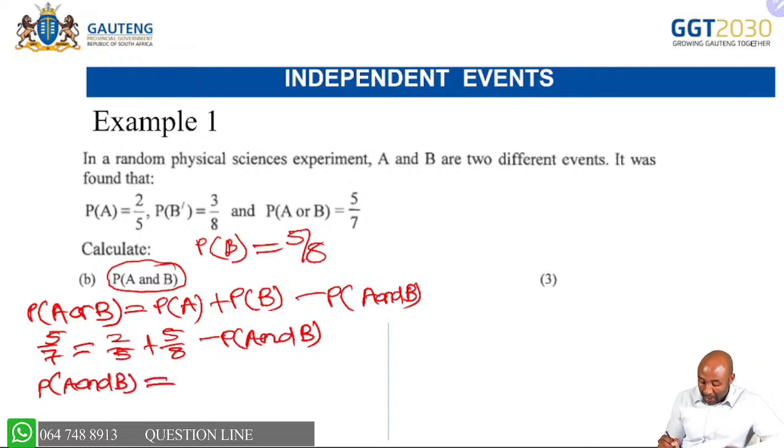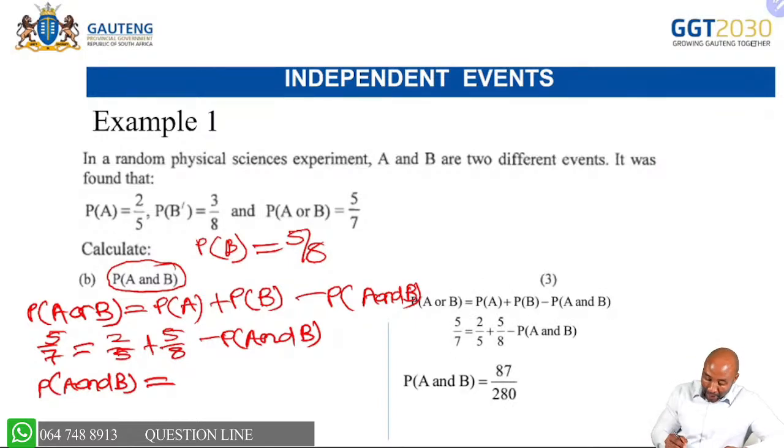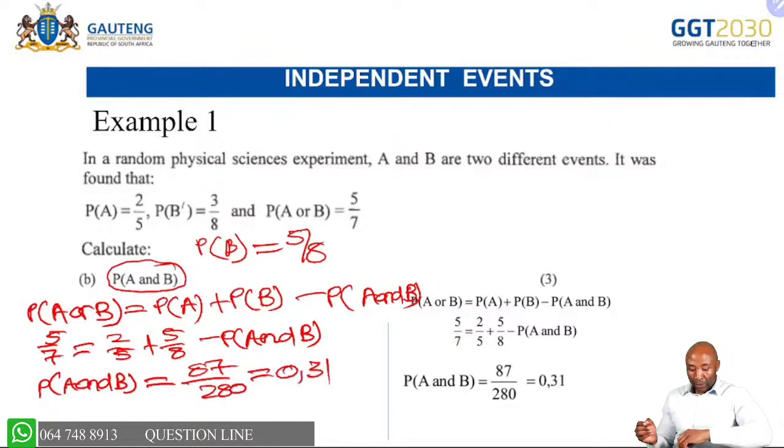We use our calculator: 2/5 plus 5/8 minus 5/7, and this will give us our answer as 87/280. As a decimal, this should give us 0.31. So 3 marks there for substituting into our probability identity correctly, as well as simplifying correctly to get our answer. Then we will get our 3 marks there.